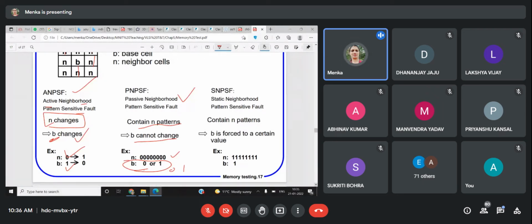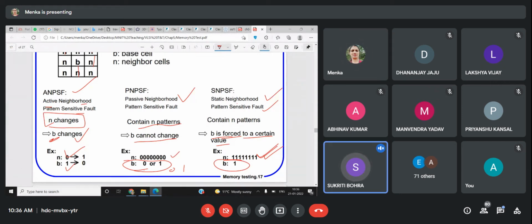Static neighborhood pattern sensitive fault. Here b is forced to contain a certain value. For example, all n's contain all ones. So b is forced to be 1 because the surroundings are 1 1 1, and because of cross coupling or something else, these are forcing it to be 1. So these are the three types of neighborhood sensitive faults for the memory. Got it?